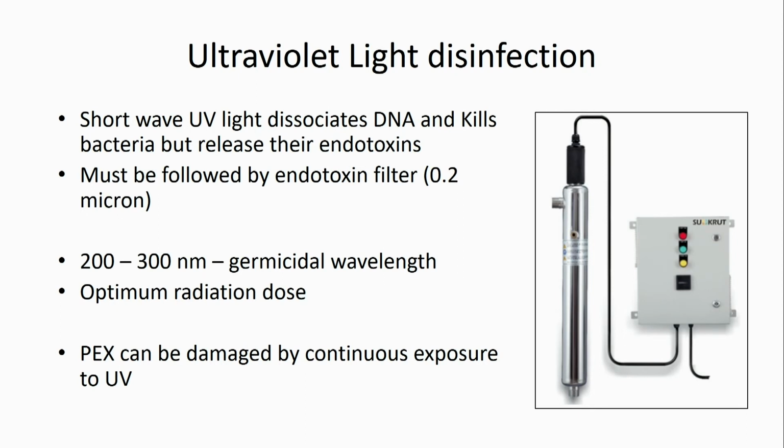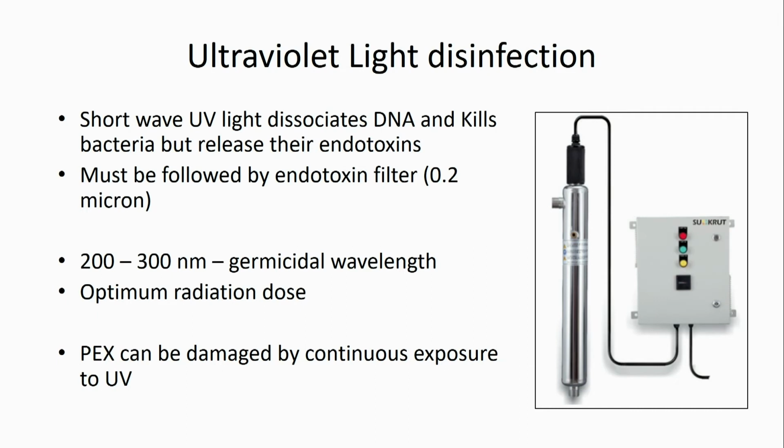So we have a UV light disinfection also installed, as we have a storage tank. So if at all any contamination is happening, we want to disinfect that water. Short wave UV light dissociates DNA and kills bacteria. But the problem with UV light is it releases endotoxins. So it must be followed by an endotoxin filter of 0.2 micron cutoff. The 200 to 300 nanometer germicidal wavelength should be there in your UV system to achieve the optimum radiation dose of 16 millijoules per centimeter square.